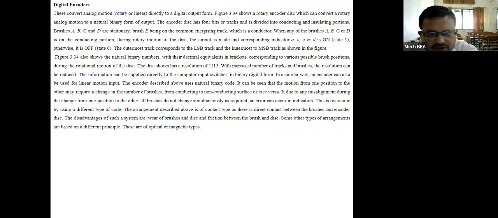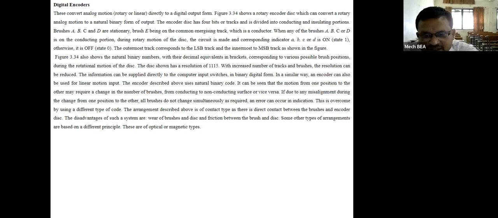Figure also shows the natural binary numbers with their decimal equivalents in brackets corresponding to various possible brush positions during the rotational motion of the disc. The disc shown has a resolution of 1 in 15. With an increased number of tracks and brushes, the resolution can be improved. The information can be supplied directly to the computer input switches in binary digital form. In a similar way, an encoder can also be used for linear motion input. The encoder described above uses natural binary code.